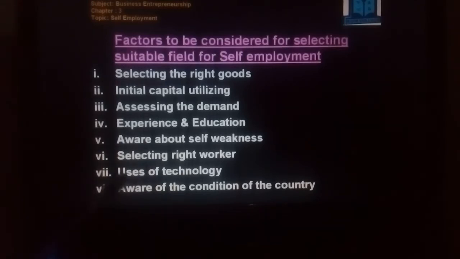And the last point is about awareness of the conditions of the country. Entrepreneurs should always be aware of the socio-economic or political conditions of the country to become successful in business.